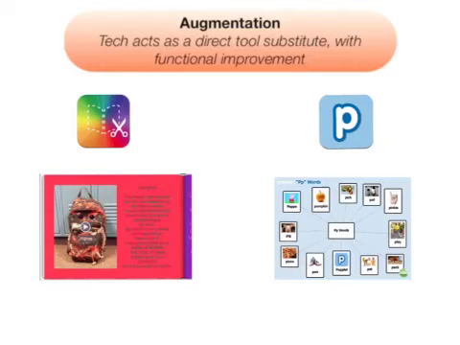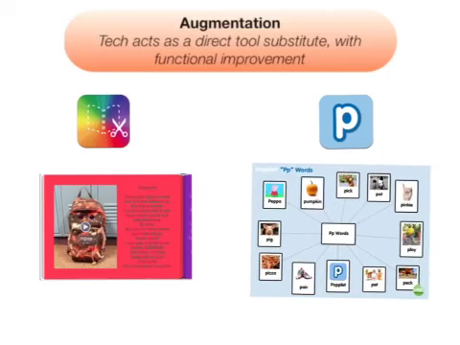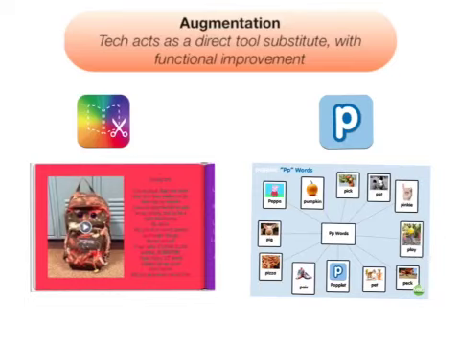In the augmentation part of the SAMR model, the student is able to have functional improvement over a substitution activity. So in the Poplet application, students can easily and quickly add images to their mind map, making there a functional improvement over a traditional mind mapping activity. So too with the Book Creator app, where students are easily able to write in the text, but then record their voice, add images, and create an ebook.